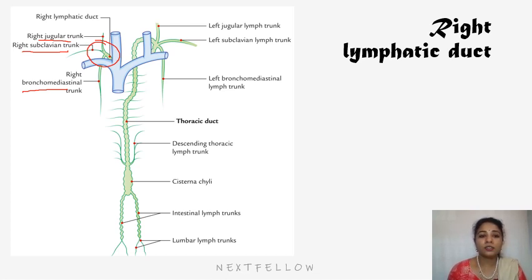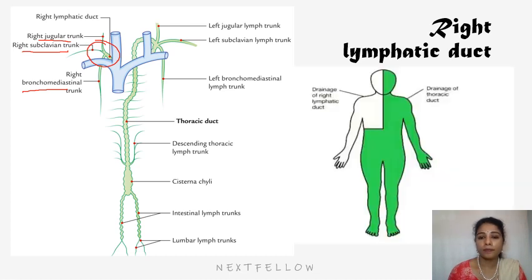So this drains the white shaded area, that is the right upper limb, right part of the chest, right head and neck regions. These areas are drained by right lymphatic duct.